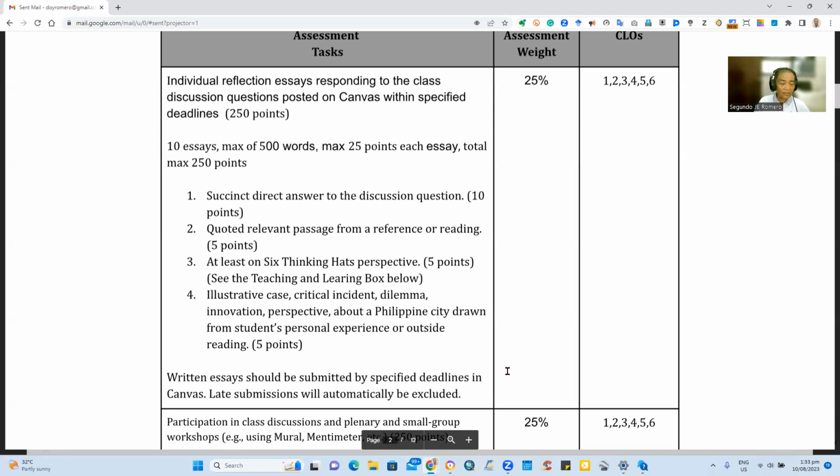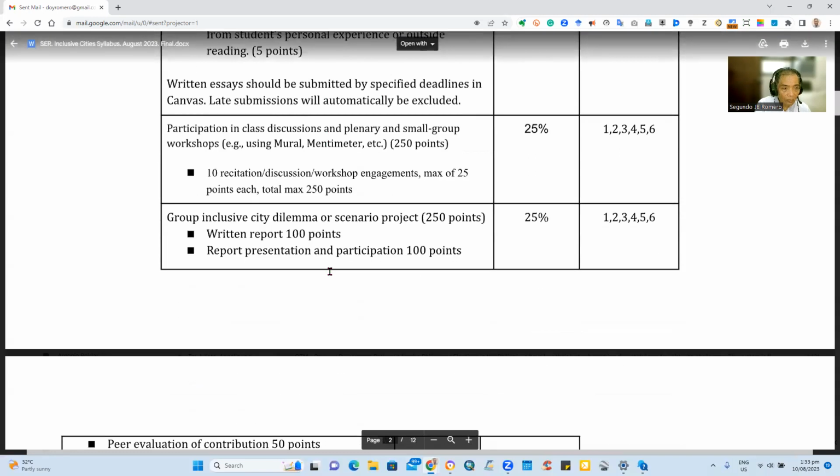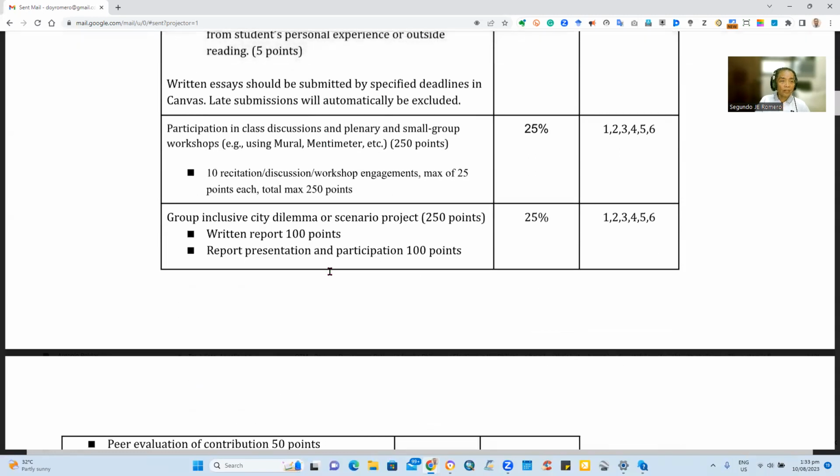Now, the written essays, I repeat, should be submitted by specified deadlines as specified in Canvas, and late submissions will automatically be excluded. Then we are going to, of course, discuss the material that we submit on Canvas, and we need to give time to answering the class discussion questions that we pose. We are using class discussion questions because we want to have a focused discussion on the really important questions that we need to answer in this class.